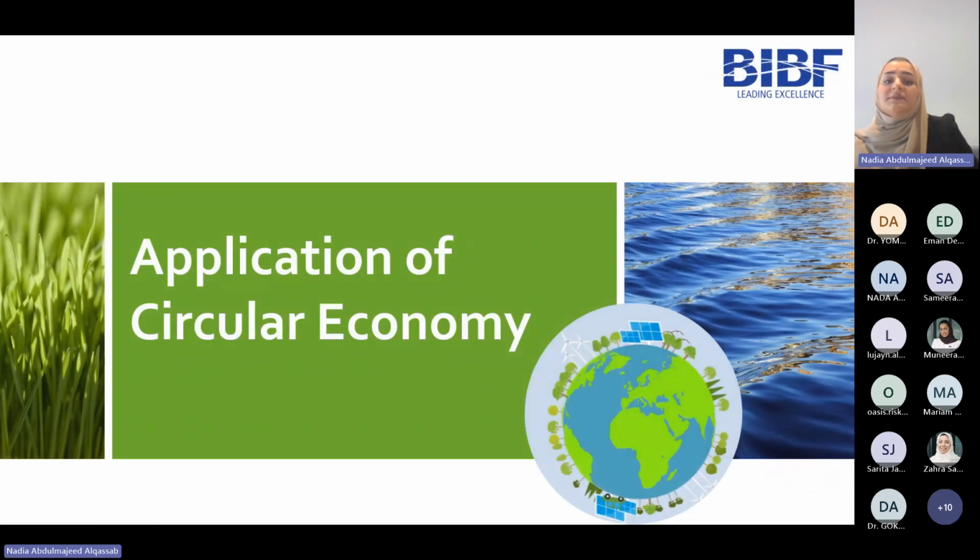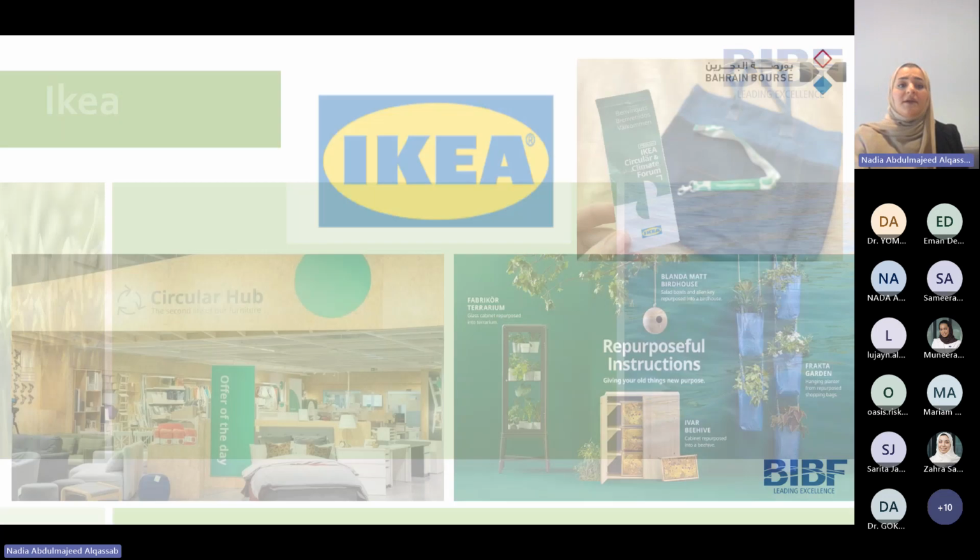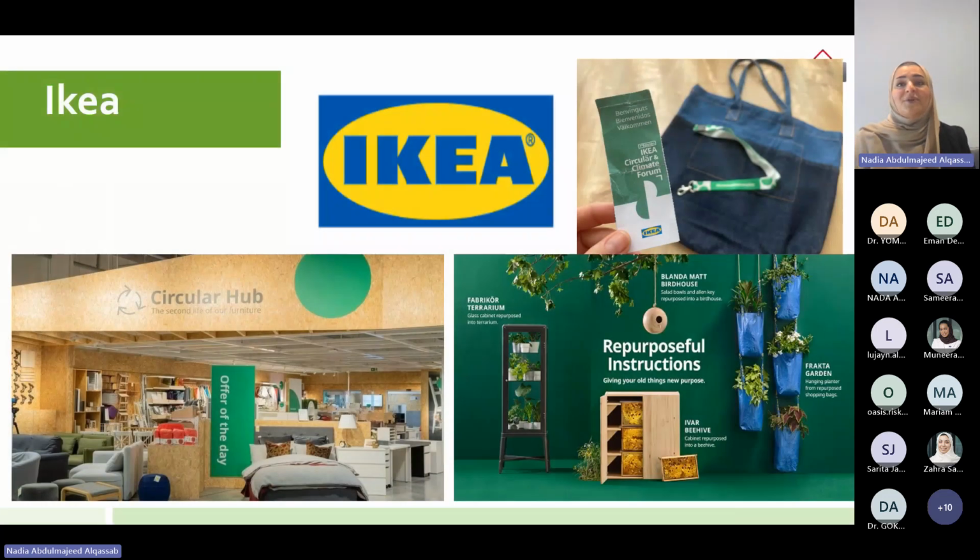Now, the application of circular economy, how can we apply circular economy? I thought that the nicest example out there was actually IKEA. And since we have IKEA here, we have seen some of these examples here in Bahrain. If you see, they have many circular economy concepts that are implemented.